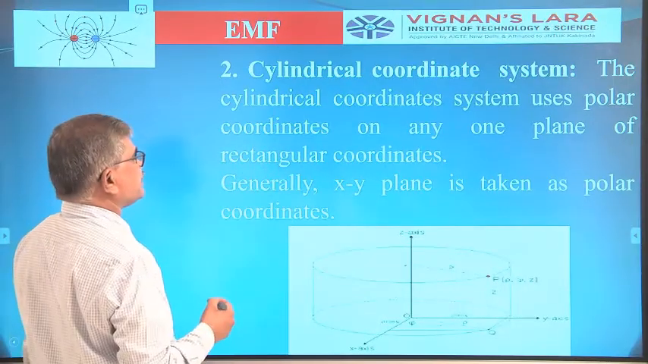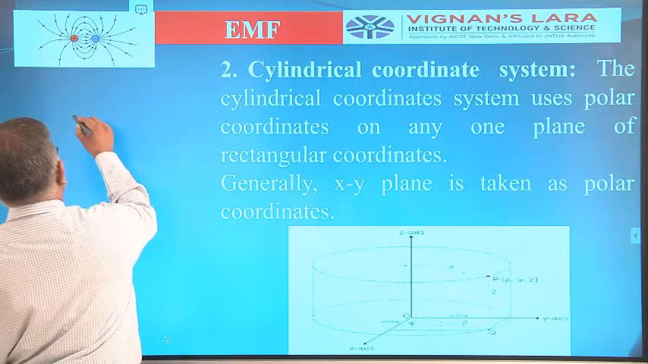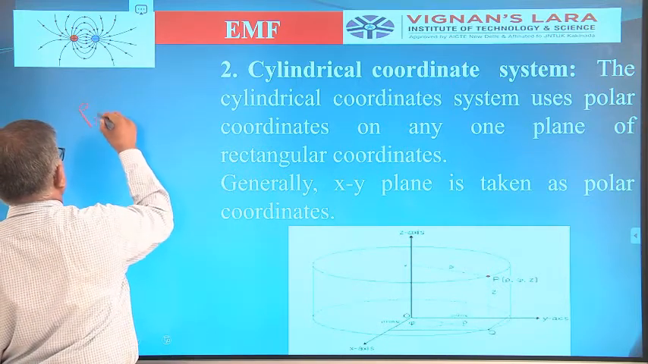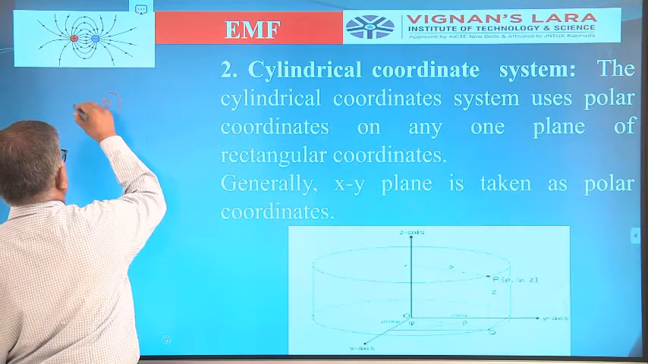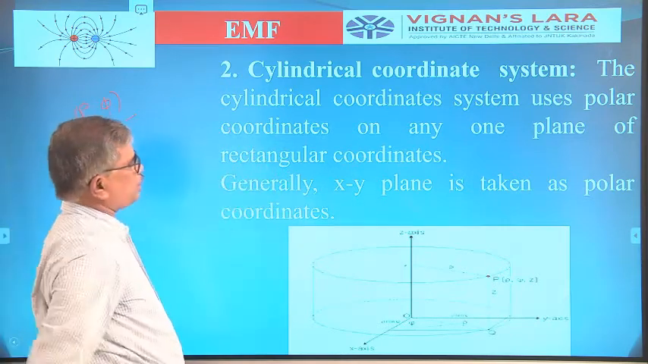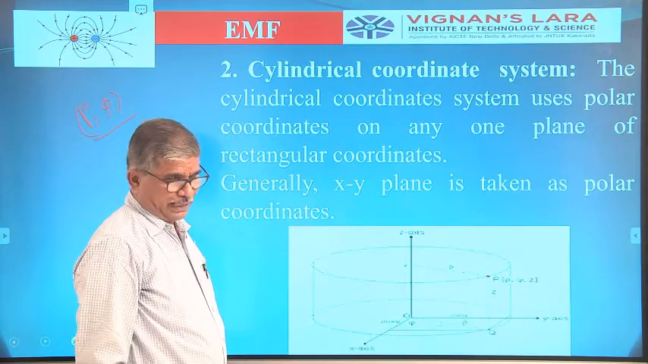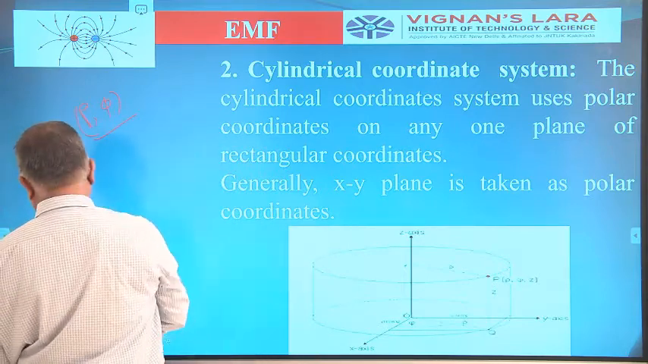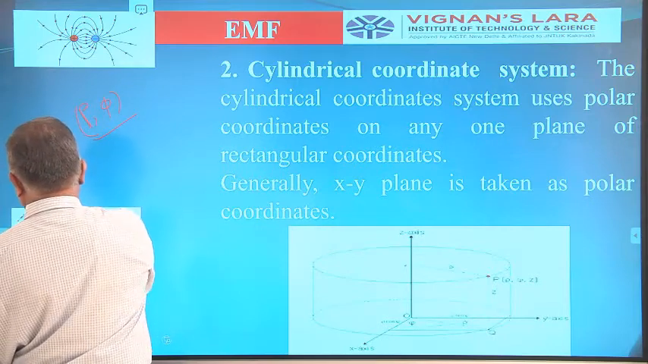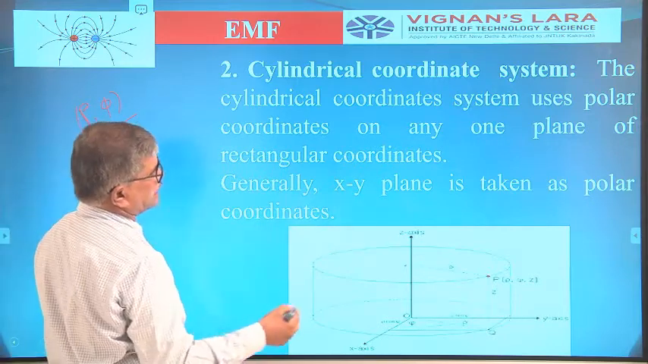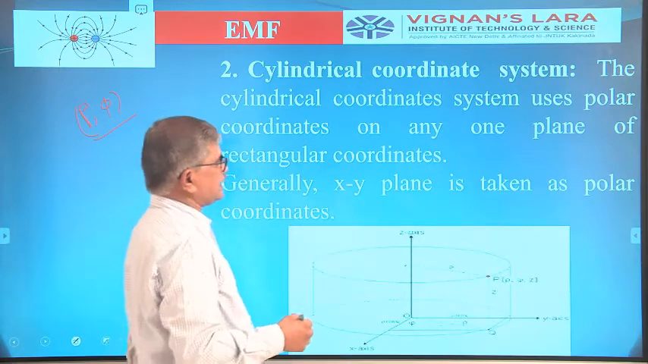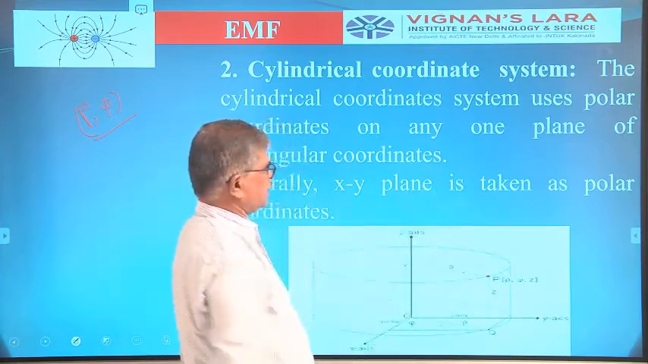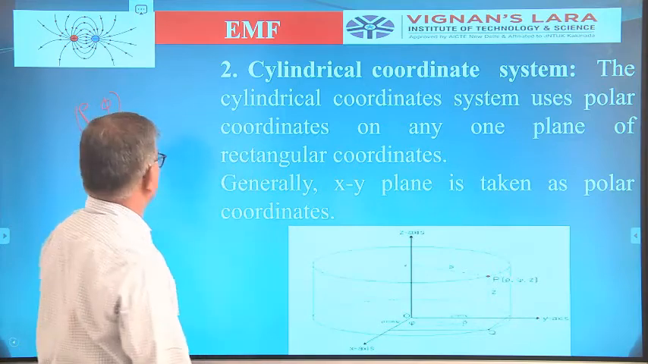So in the cylindrical coordinate system, polar coordinates are rho and phi. Rho, phi are the polar coordinates in the xy plane, and the z-axis is as it is. So in general, here the z-axis gives the height of the cylinder.